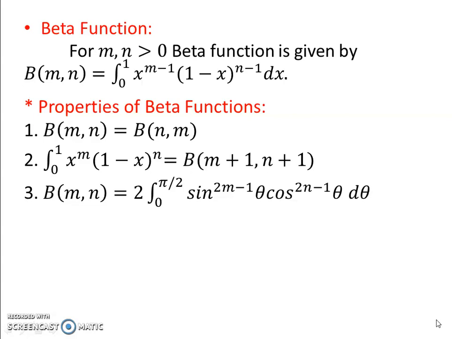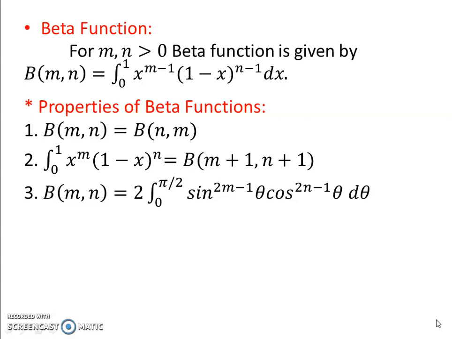If you look at the table of limits, x is from 0 to 1. If you consider the table for theta, for x equal to 0, sine inverse of 0 is 0, so the lower limit is 0. For x equal to 1, sine inverse of 1 is pi by 2, so the upper limit is pi by 2.